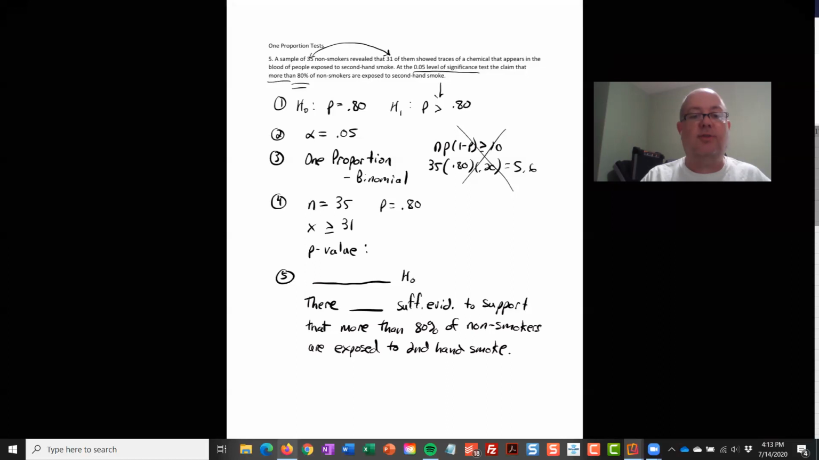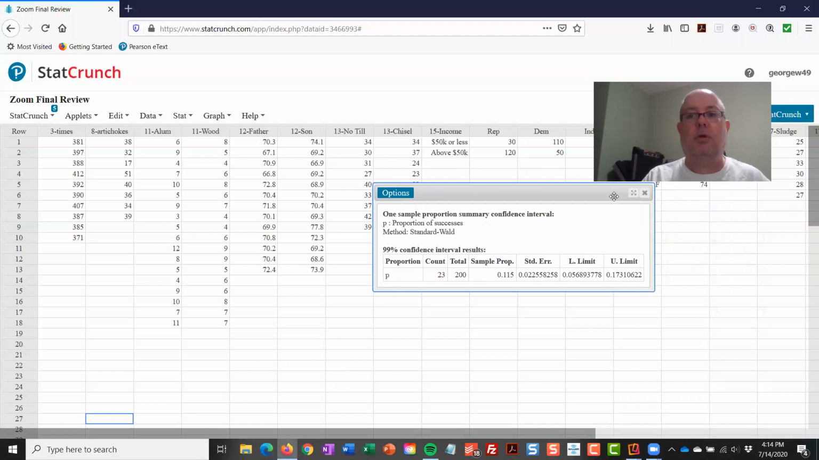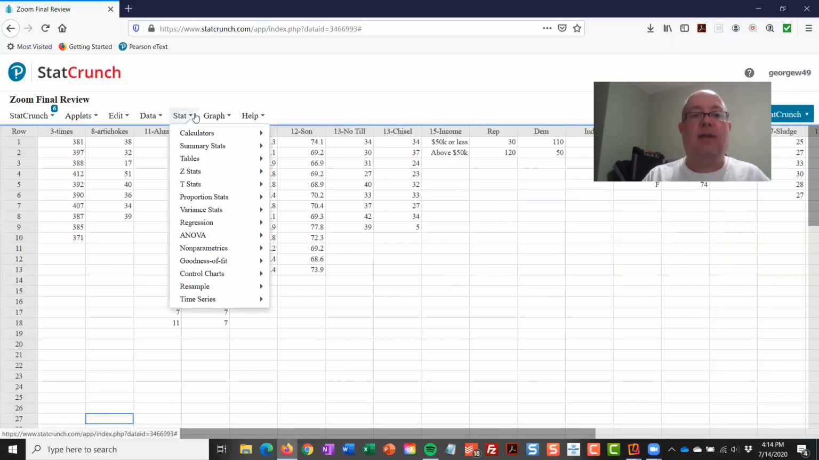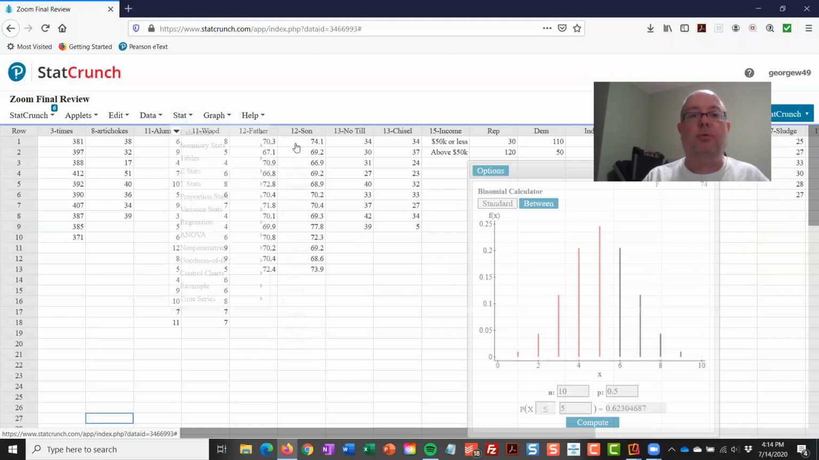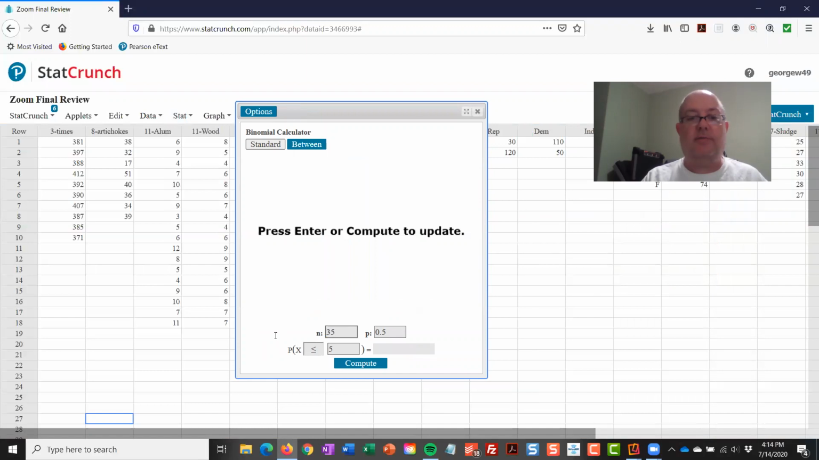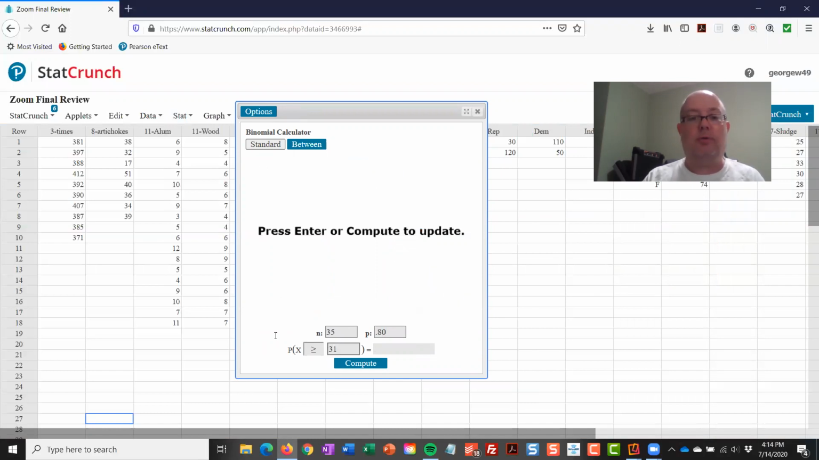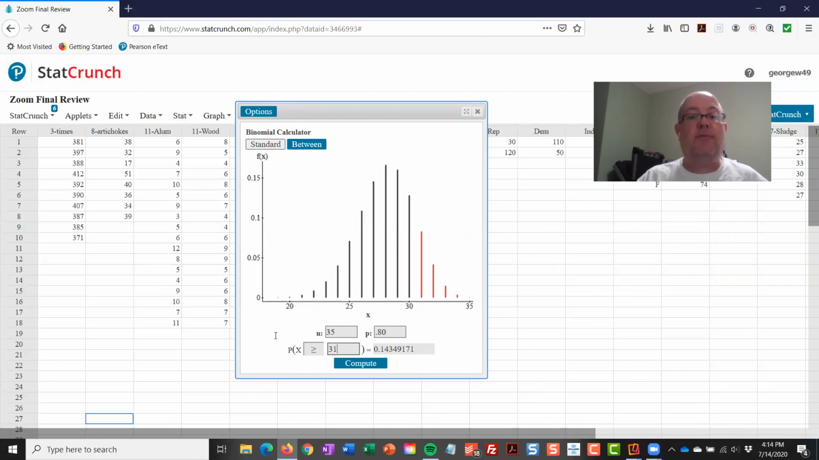Let's go to StatCrunch and try this on the calculator. Stat, calculator, binomial. N was 35, P was 0.80, and we're looking for greater than or equal to 31. Compute, and our p-value is there to 4 places, that's 0.1435. I know in my MyMathLab, a lot of the times you're only asked for 3 places, you would write 0.143. Both are okay with me.